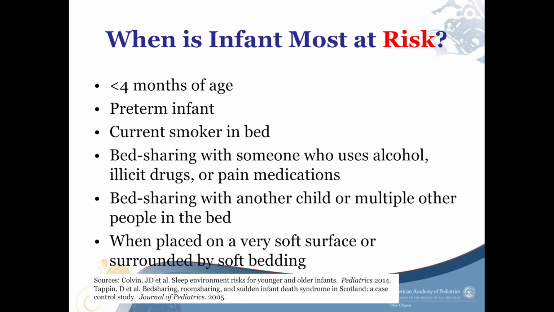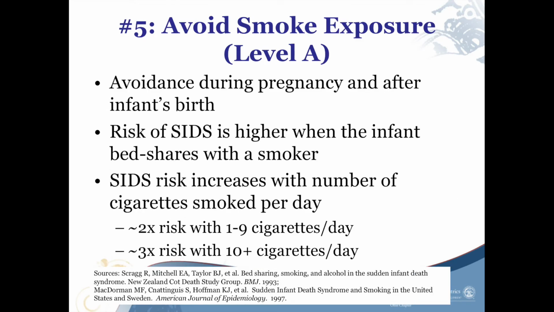In short, the very young infants, less than 4 months of age, if the infant is preterm, if there is a current smoker in bed, and again, getting that secondhand smoke exposure, bed sharing with someone who uses alcohol, illicit drugs, pain medications, any kind of other altering drugs, bed sharing with another child or multiple other people in the bed, or pets, which I'll add, or when placed on a very soft surface or surrounded by soft bedding. I have known families that have put their babies down on air mattresses or water beds, and these are extremely unsafe, even more so than the regular mattresses. I will also add obesity to this, can be a risk factor as well.